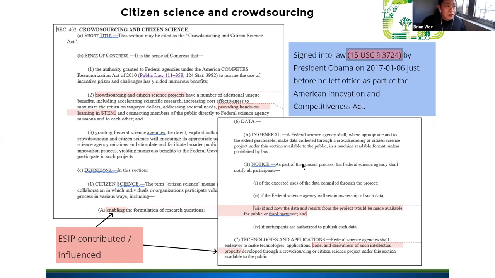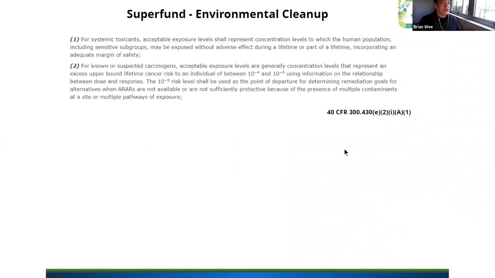Remember I said earlier how pieces of law tend to be subsumed into larger pieces of law? That happened here too. This small little Citizen Science and Crowdsourcing Act was actually subsumed into the American Innovation and Competitiveness Act. And so it was passed as a big piece of legislation. So that's kind of an interesting thing that happens usually in Congress.